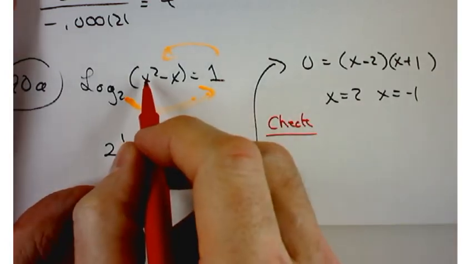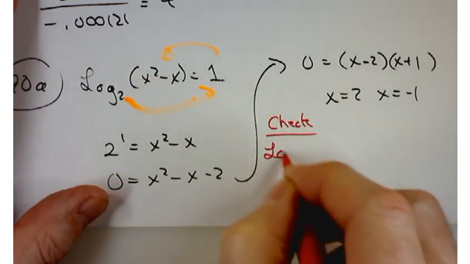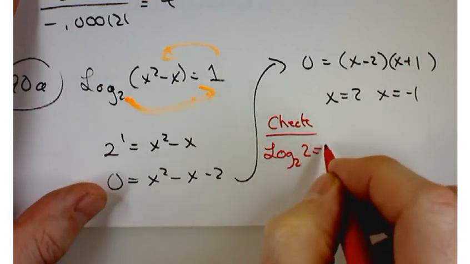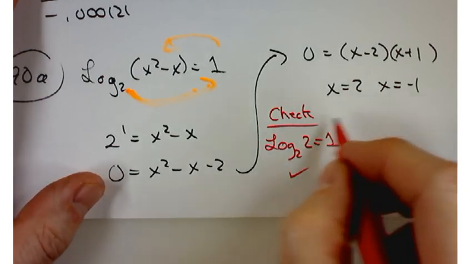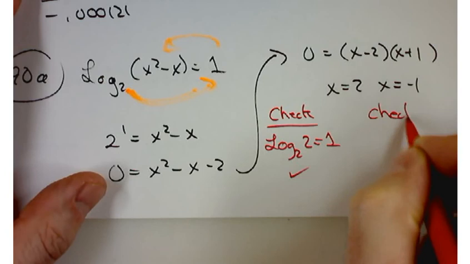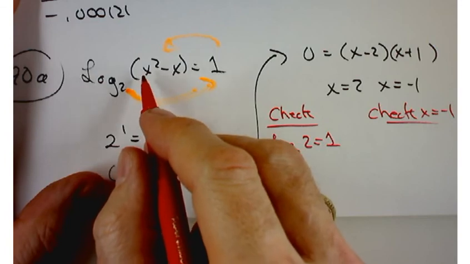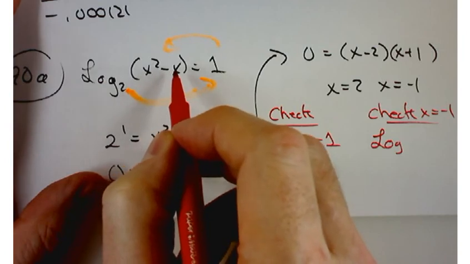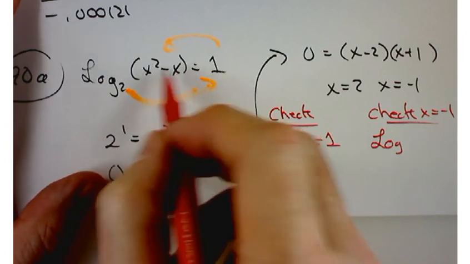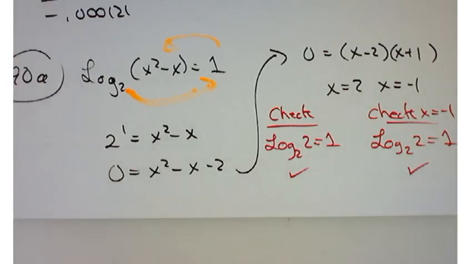If I plug in a 2, I get 2 squared, which is 4, minus 2 is 2. So I get the log base 2 of 2 equals 1. Well, that's fine, right? 2 to the first power is 2. All right, let's check the other one. If I plug in a negative 1, what's negative 1 squared? 1, so it's positive 1. And the negative of negative 1 is positive 1, so it would be plus 1. So now I'm log base 2 of 2 again. So they both check. So it's okay to have a negative number, you just can't take the log of that negative number.